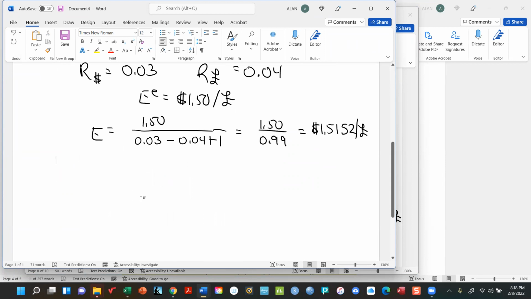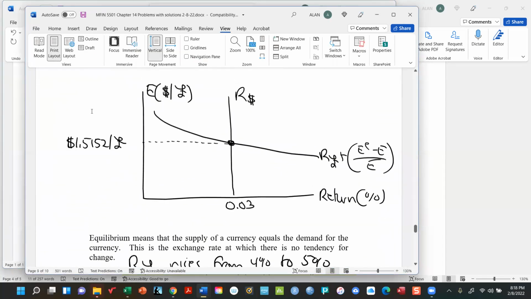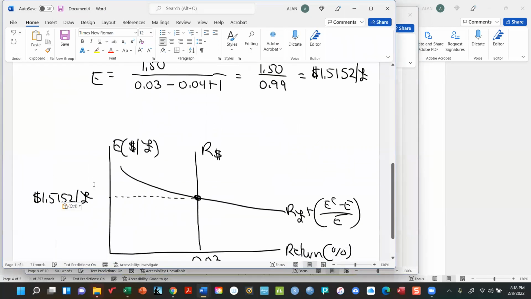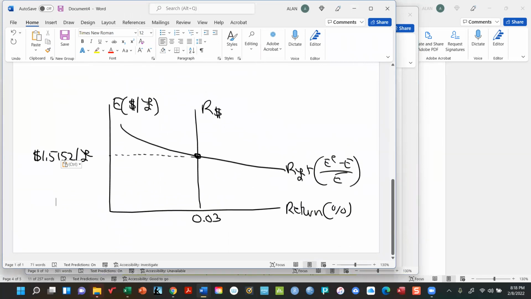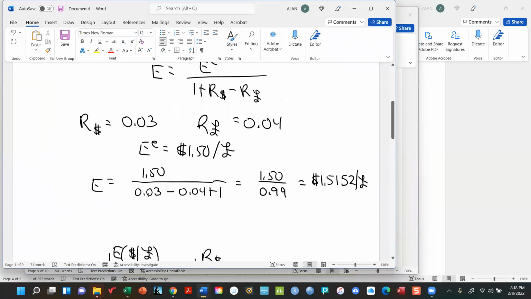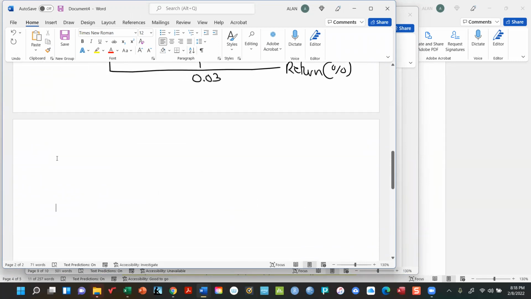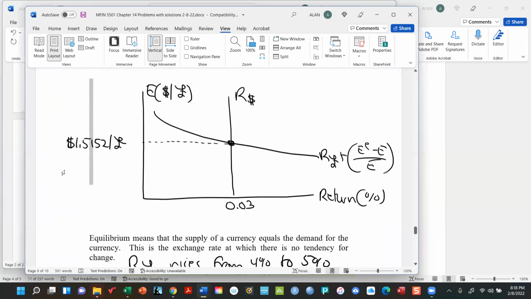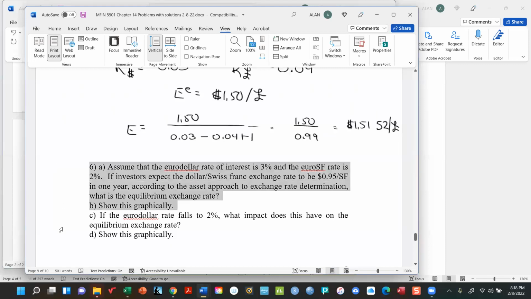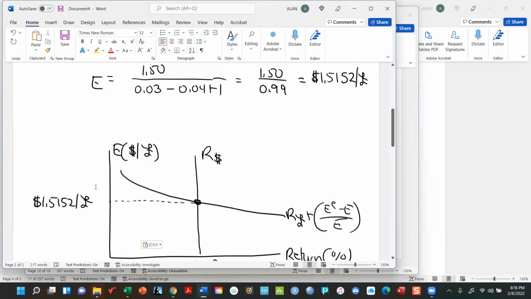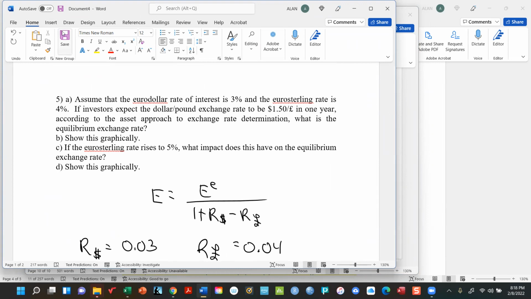So that we got that. We have the graph. It's as far as we've gotten so far. And then we're being told that we're going to change something. Okay, so we're good. Now I'll just copy these. All right, so hold on one second.